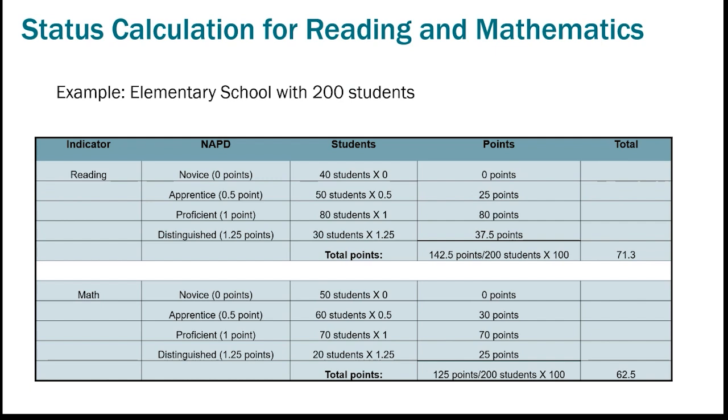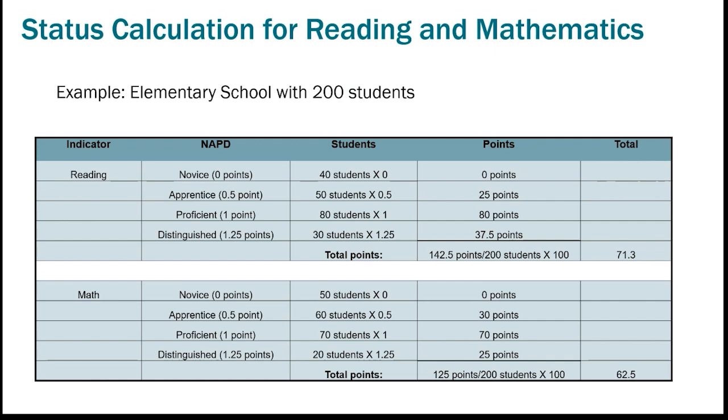Adding all of the NAPD points together gives us 142.5, which we then divide by the number of students, 200, and we multiply this answer by 100, which gives us the status score for reading of 71.3.